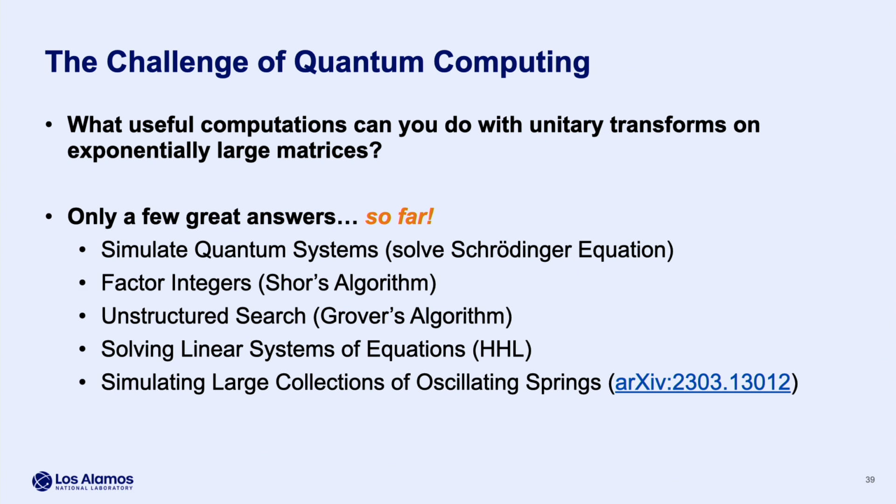So you have things like simulating quantum systems, which is essentially solving the Schrodinger equation, one good example. Factoring integers, which is Shor's algorithm, that would impact RSA encryption. That's one of the reasons quantum computing has been invested in for so long. There's an unstructured search algorithm called Grover's algorithm, linear system solvers with HHL, and recently some nice work on simulating large collections of oscillating springs. So these are some of the examples where we know there's a good quantum algorithm and we don't think there's a good classical algorithm. Maybe there's more, but quantum algorithms are very slow to be developed. So there's only a handful of them right now.